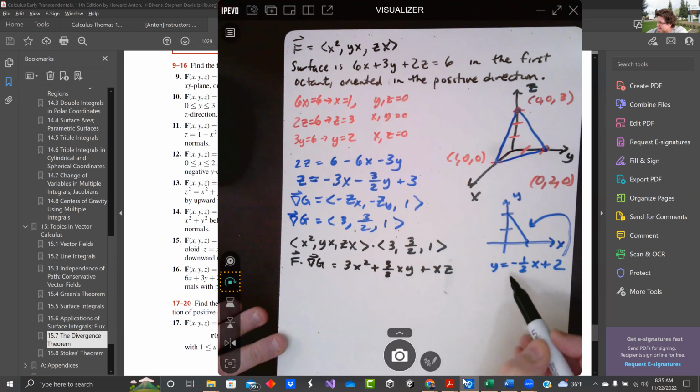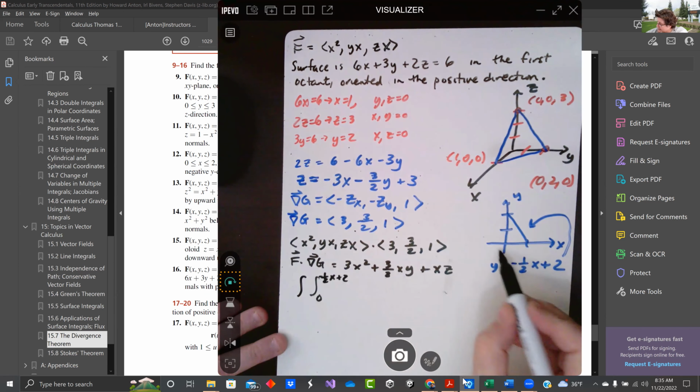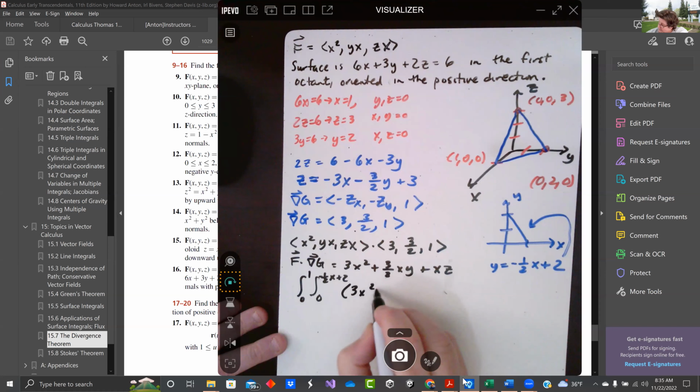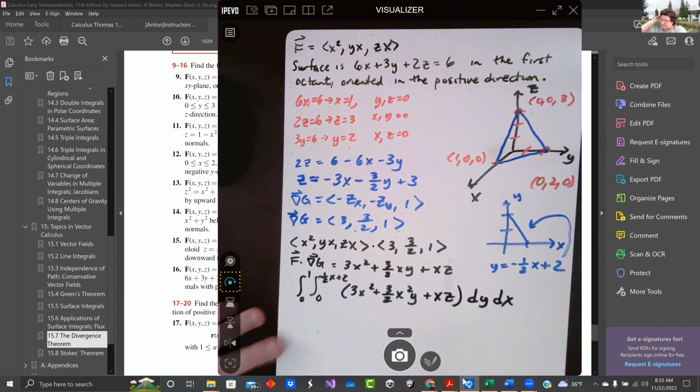Since I've already got this listed in terms of y, I'm going to do y first. So y will go from 0 to -1/2 x plus 2, which means my x is going from 0 to 1. And then we've got dy dx.